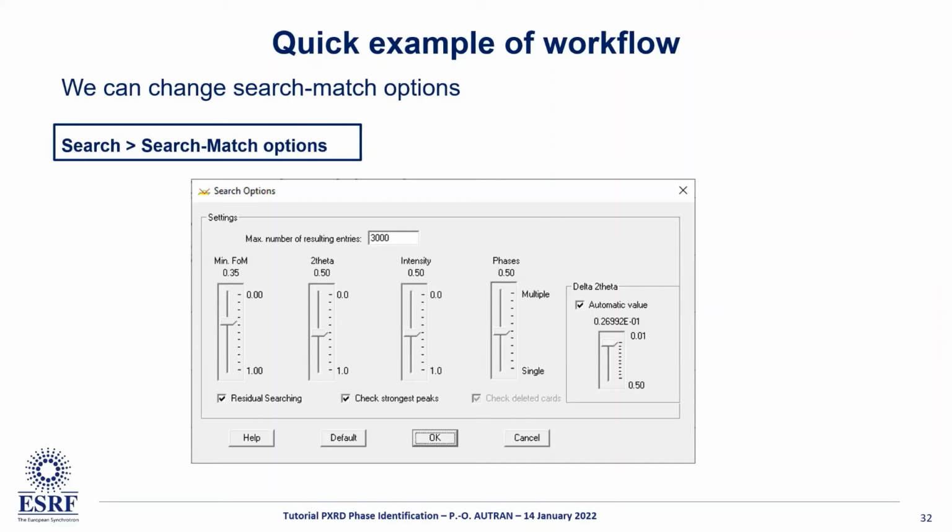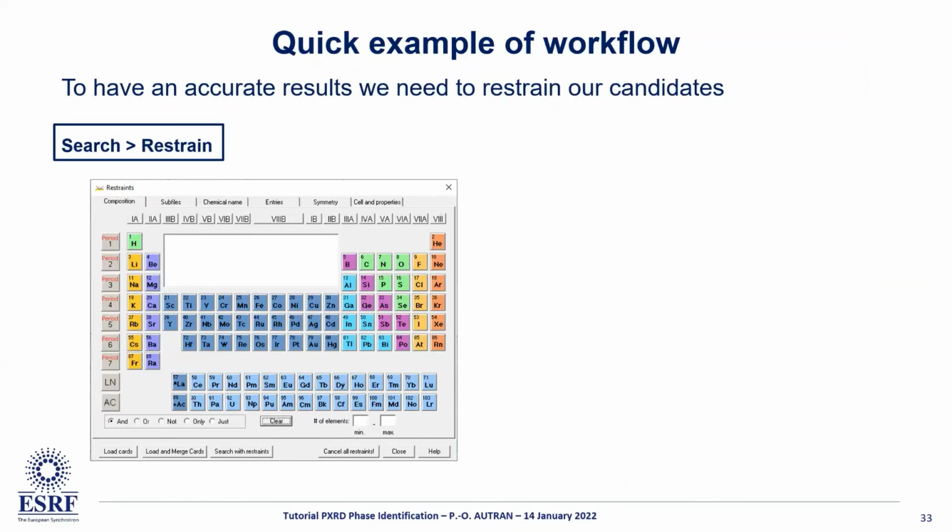And then you can tune the phases parameter. If you have one phase, it's going to focus on the peaks, assuming that the peaks in the diffraction pattern correspond to only one phase. And if you have multiple, it's going to try to match more phases, basically. That's basically it.